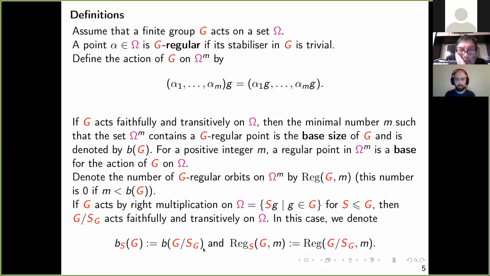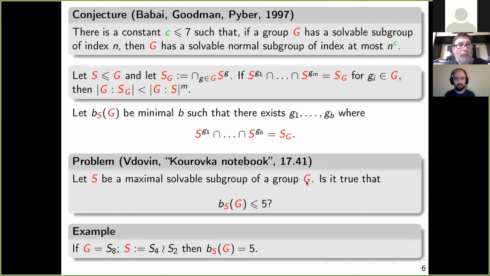You already probably noticed that we introduced BS of G, because as most of you probably know, the stabilizer of a point, of a coset, is S conjugated with G. So the stabilizer of a point in omega to M is the intersection of conjugates of S. These definitions are here to introduce this number, which will appear soon. So again, back to our problem.